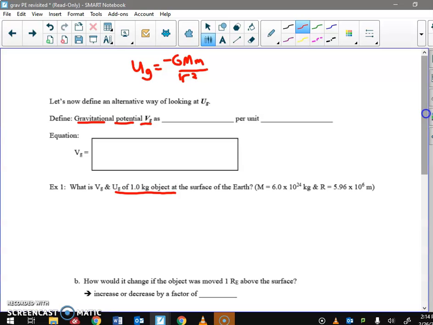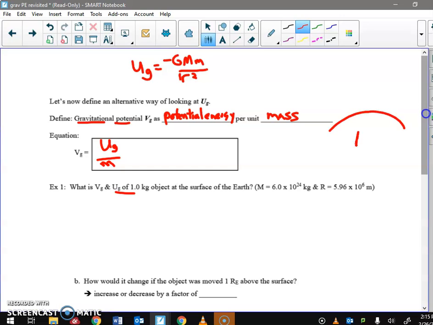So long story short, gravitational potential V is defined as energy or potential energy per unit mass. It's kind of like an energy density of sorts. So by definition, equation-wise, V sub g is nothing more than UG divided by whatever mass I bring into a field. So before I expand this, let me give you a better context.